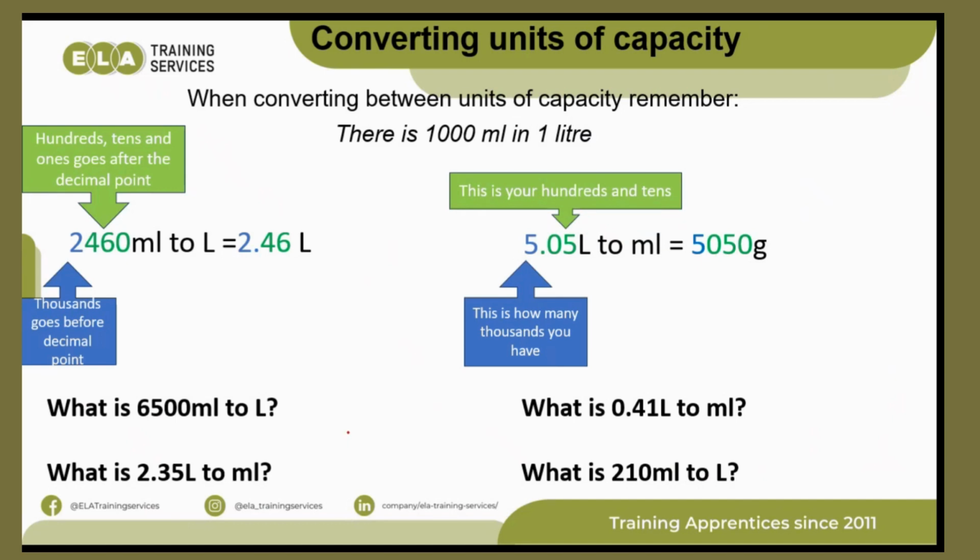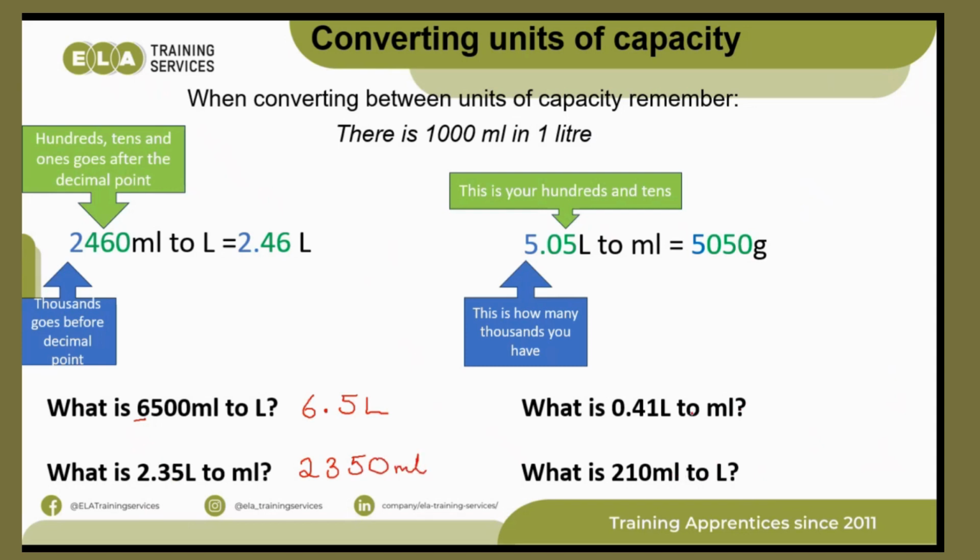Okay, so let's have a go at some of these. So what is 6,500 millilitres to litres? We've got 6 in the thousands, so it's going to be 6 point, and then we've got zeros after, so it's just going to be 6.5 litres. Then we've got, what is 2.35 litres to millilitres? So we know we've got 2,000, and then the rest is going to be 350 millilitres.